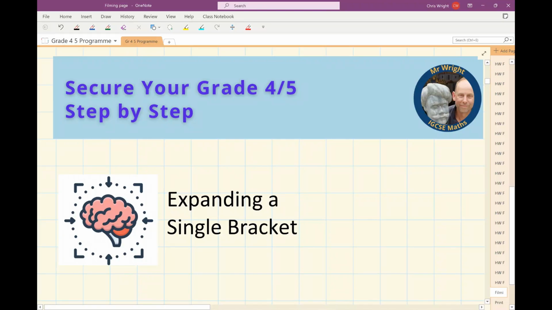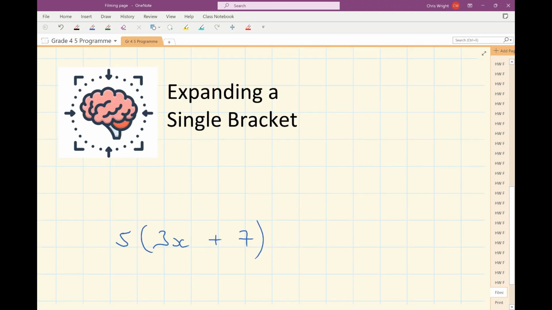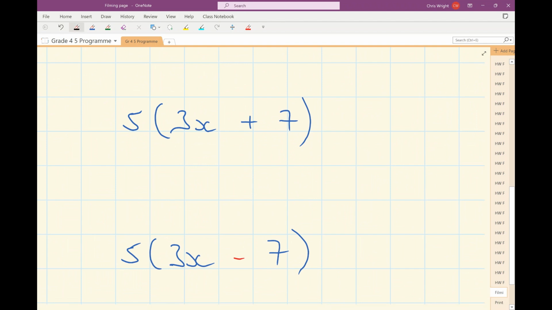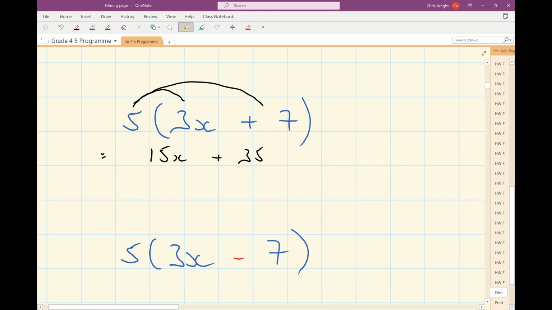Hi, Mr. Right here. In this film, we are going to understand how to expand a single bracket. And we're going to do this by looking at a series of examples. So we're going to start off with this top one here, and you are probably ahead of me in your thinking. I'm going to go 5 times the 3x gives me 15x, and copy the sign. 5 times the plus 7 is 35, or alternatively, 5 multiplied by plus 7 is plus 35.